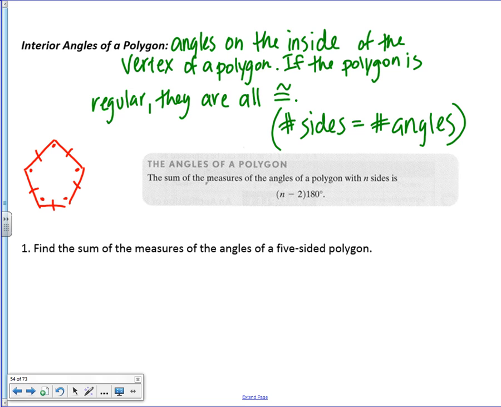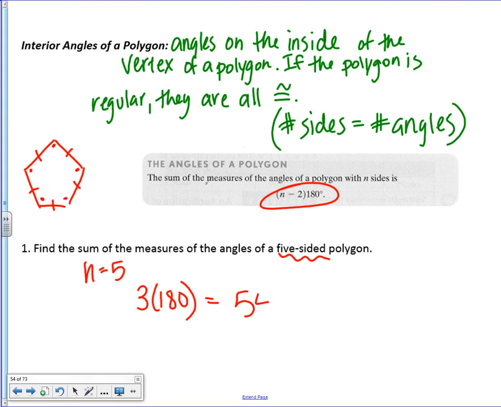Okay, so we have a formula here to find the sum of all of the angles inside a polygon with n sides. So this will tell you how much all of those angles inside of your shape add up to. So if I have a 5-sided polygon, I'm going to use n is 5, and I'm going to plug it in to this formula right here. So if n is 5, that would be 3 times 180, which means 5-sided is a pentagon, inside a pentagon, all of the angles add up to 540.